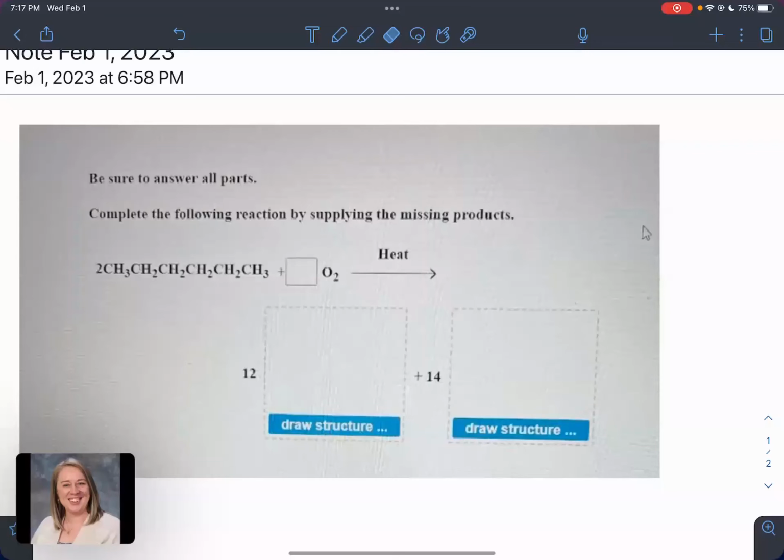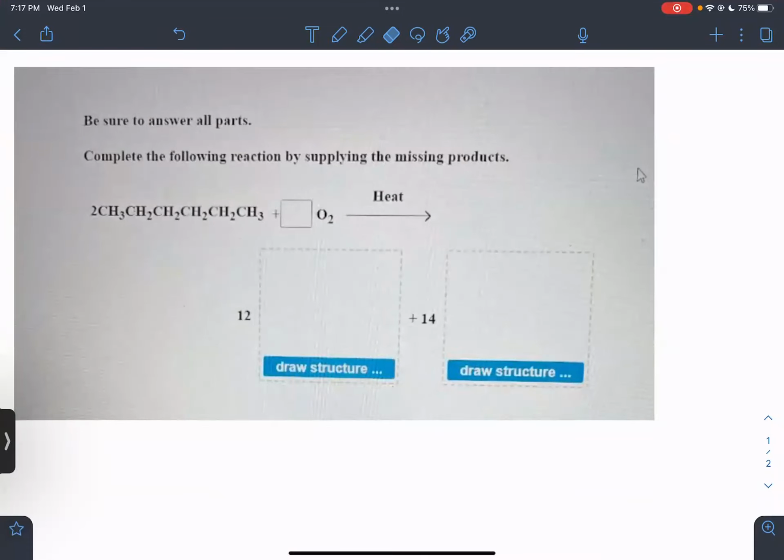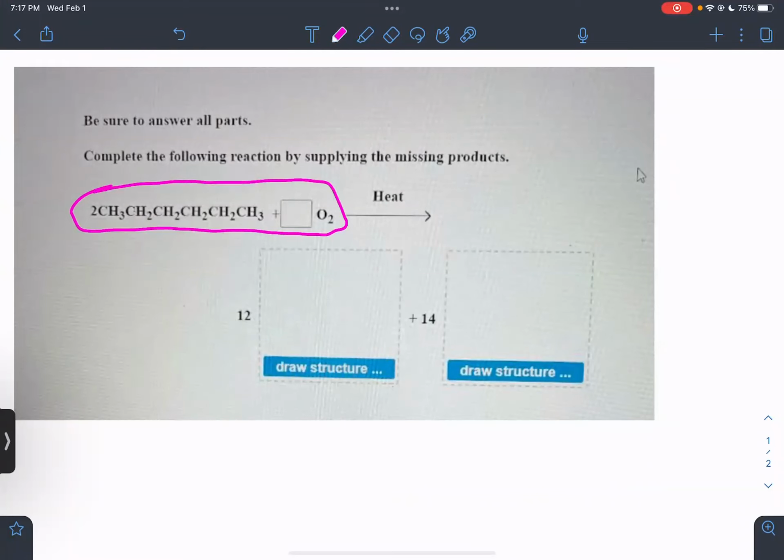Okay, so we're going to do another problem where we're doing some combustion. This is a problem where you have to provide a balanced chemical equation, right? We have these two reactants. One of them is the hydrocarbon, the other is oxygen. And we're given the coefficient for the hydrocarbon, but we're not given the coefficient for the oxygen.